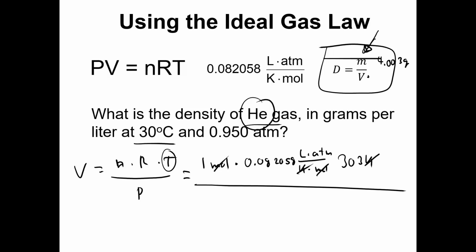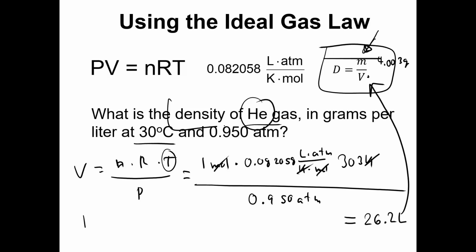We have liter atmospheres. Of course, we want liters, so I'm going to divide now by P, pressure, and it has to be in atm. It's given to me in atm, so 0.950 atm. That gives me volume, and that volume is 26.2 liters. Now I'm going to take that and plug it in here because I'm asking for density, right?